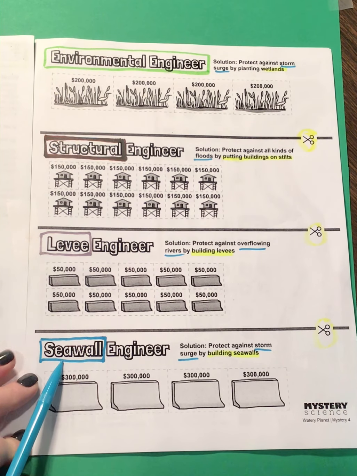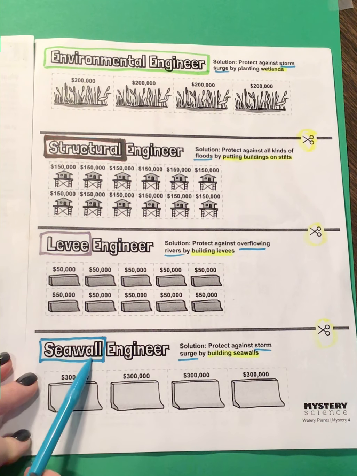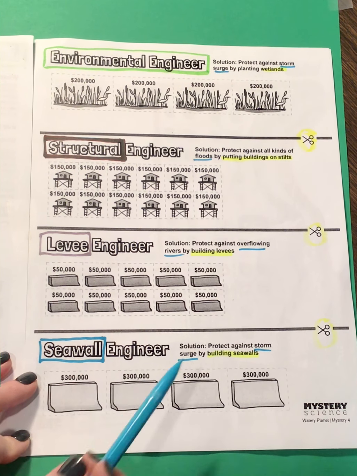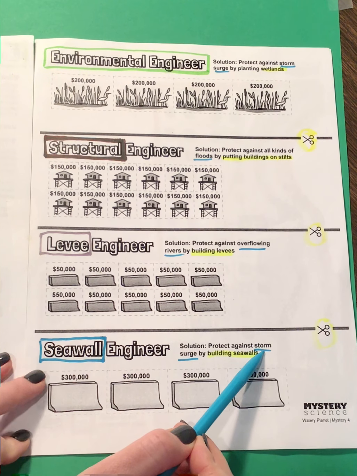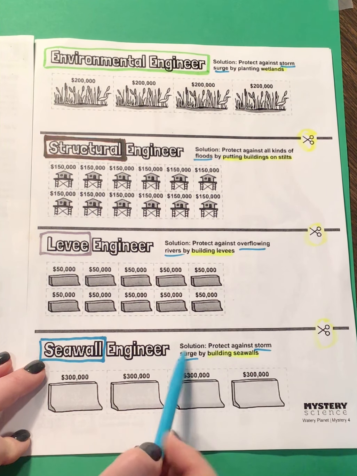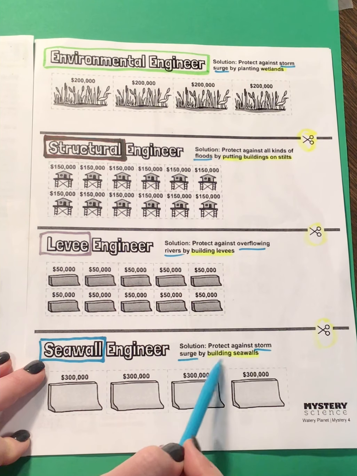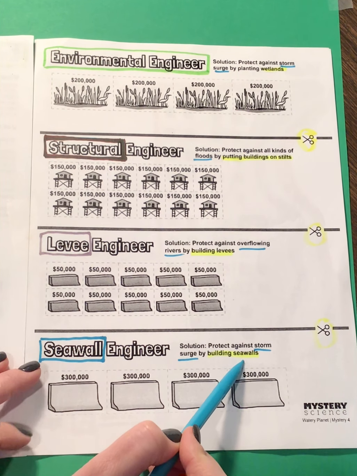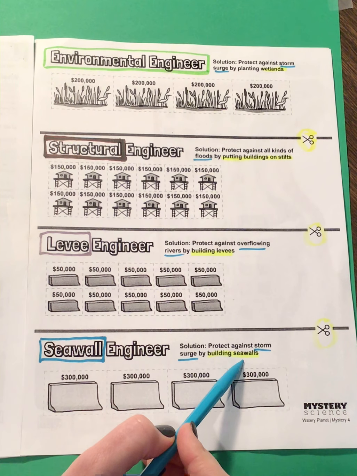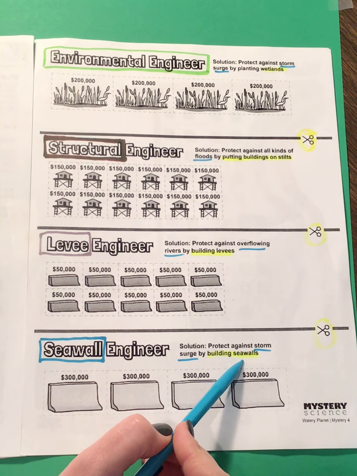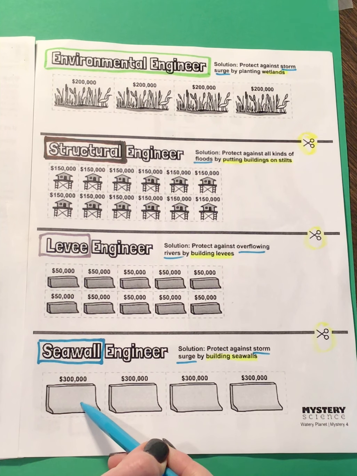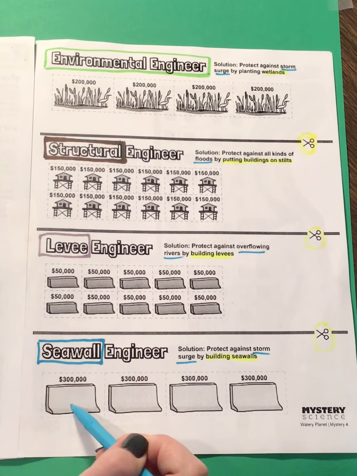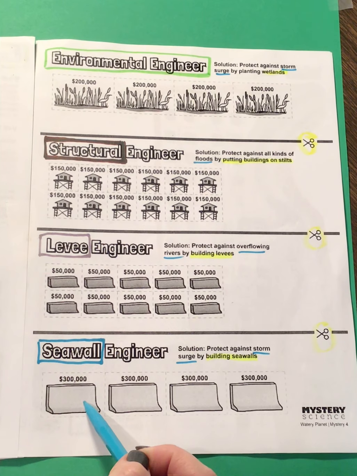And then finally, the last engineer that you'll play is the seawall engineer. And I underlined in blue that as a seawall engineer, I would be protecting from storm surge by building seawalls. So remember, it's ocean, pretty much then sand, wetlands, and behind that, before we reach houses or historic buildings, then we would have seawalls built. These are very expensive. Why? The concrete, if you look at this, is $300,000 and this is $50,000, but you could tell that the size of the concrete wall would be greater.